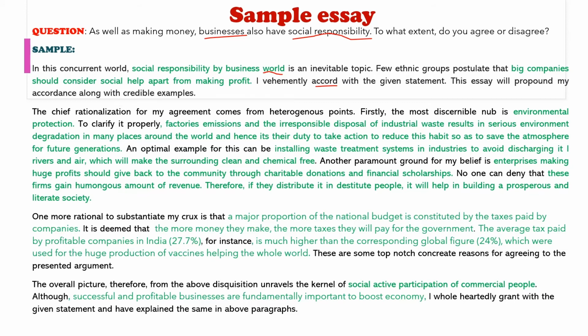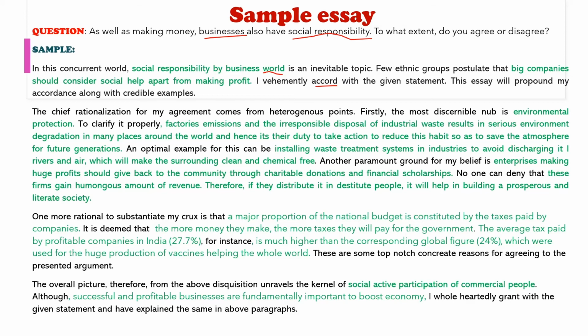The chief rationalization for my agreement comes from heterogeneous points. Firstly, environmental protection. Okay, so first thing is environmental protection. They should give environmental protection. Now I need to explain how. To clarify it properly, factories' emissions and the irresponsible disposal of industrial waste result in serious environmental degradation in many places around the world, and hence it's their duty to take action to reduce this habit. Because they are polluting the environment, it is their social responsibility to save the atmosphere for future generations.